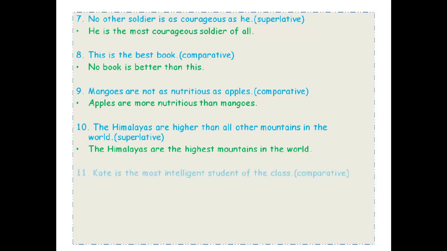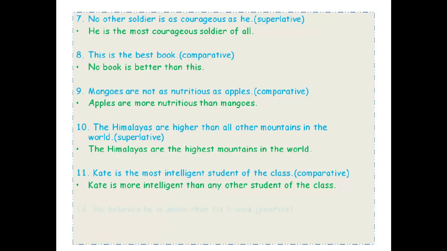Number 11. Kate is the most intelligent student of the class. Here, most intelligent is in the superlative degree. We have to change it to comparative. Now, what is the comparative of most intelligent? Yes, it is more intelligent. So, we can say Kate is more intelligent than any other student of the class. If she is more intelligent than any other student, it means she is the most intelligent. So I've kept the meaning same, but I've changed my degree of comparison to comparative degree.